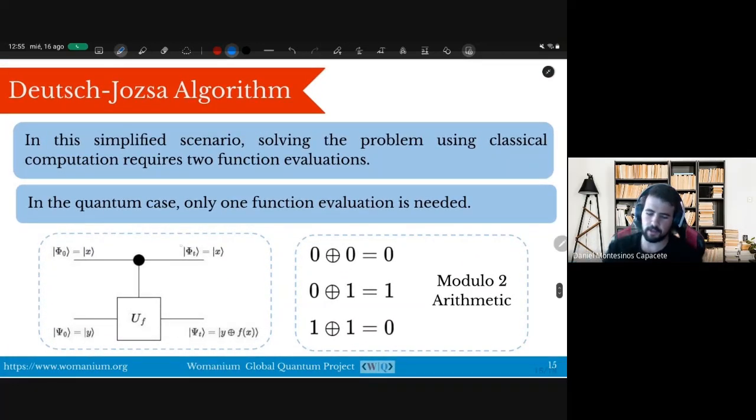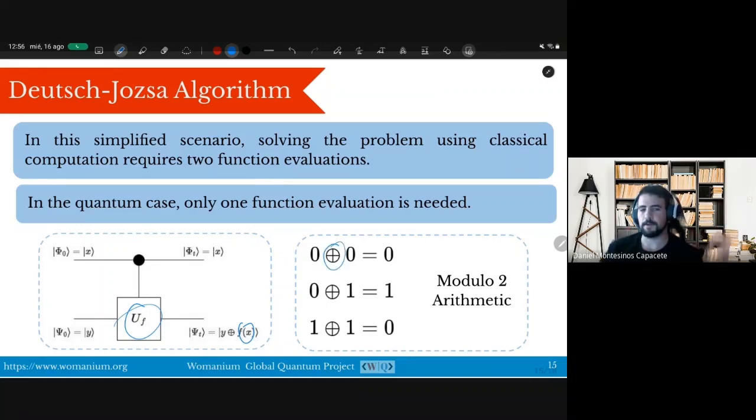But just take into account that we are going to be using this control operator that we have seen before. And in this case, this f here is going to be our function, right? With our function, I mean that this f of x is going to be 0 or 1, depending on x, where x is also 0 or 1, right? And what's the meaning of this symbol?